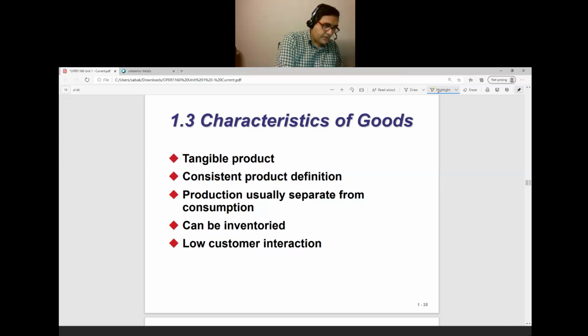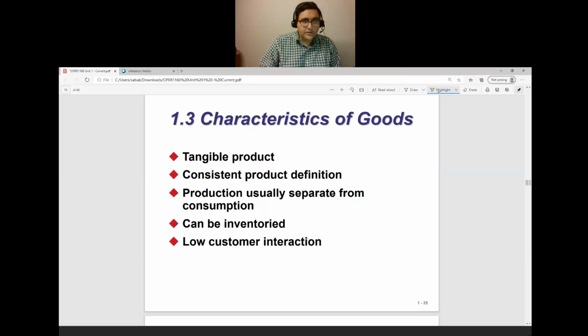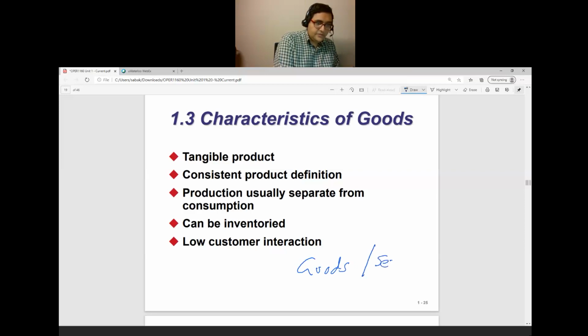Now we will be discussing the third key concept in this particular chapter. What's the difference between goods and service? I'm not going to read out everything. Goods versus service. What are the differences between goods and service?